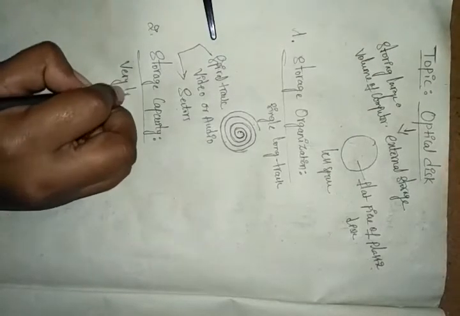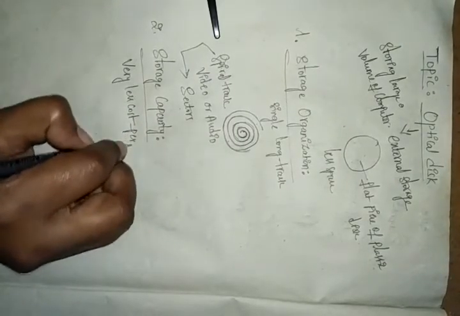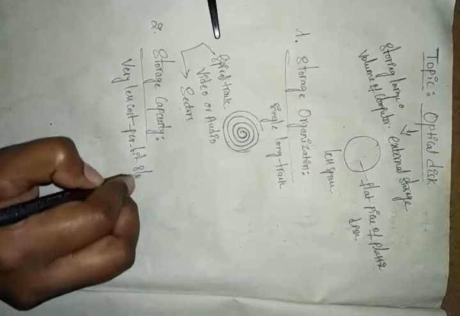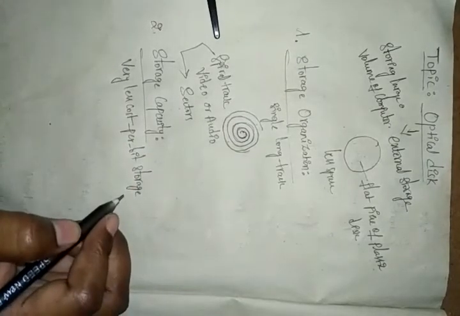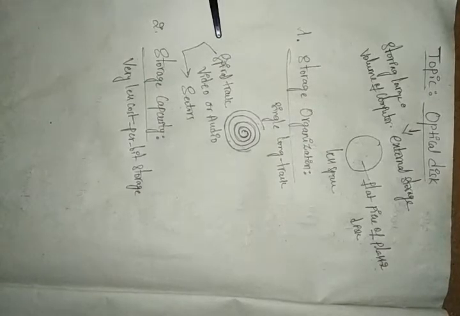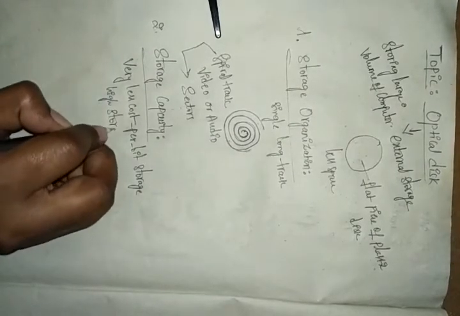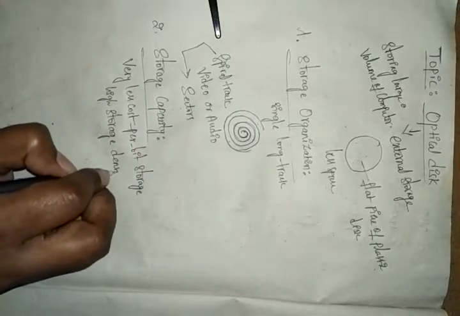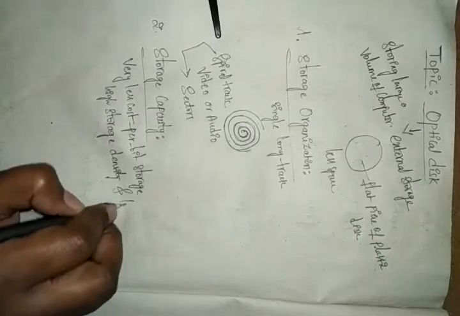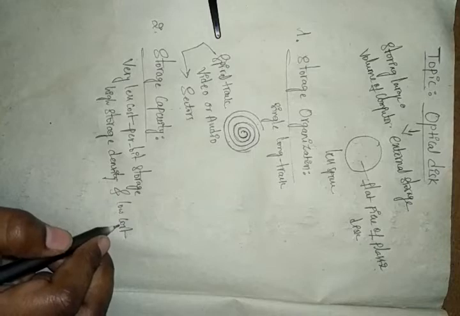What is it that has the very low cost here? Per bit storage. It has the low cost per bit of storage capacity. Why? Because here it has high storage density and low cost. It has high storage density, but it also has low cost.